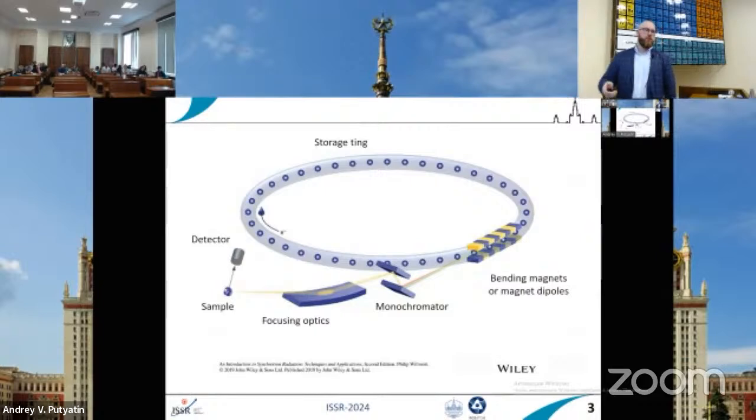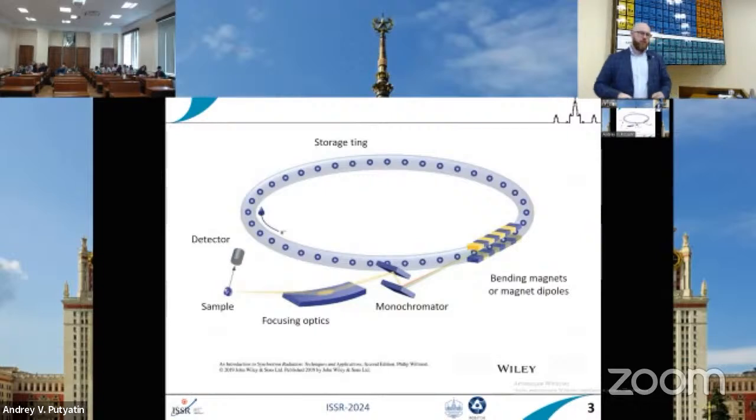It's not only one, because X-rays are difficult to monochromatize, to choose the specific energy. So normally 2 or even more crystals are used to select the specific wavelengths. Then there is focusing optics that allows us to focus our X-ray beam on our sample.